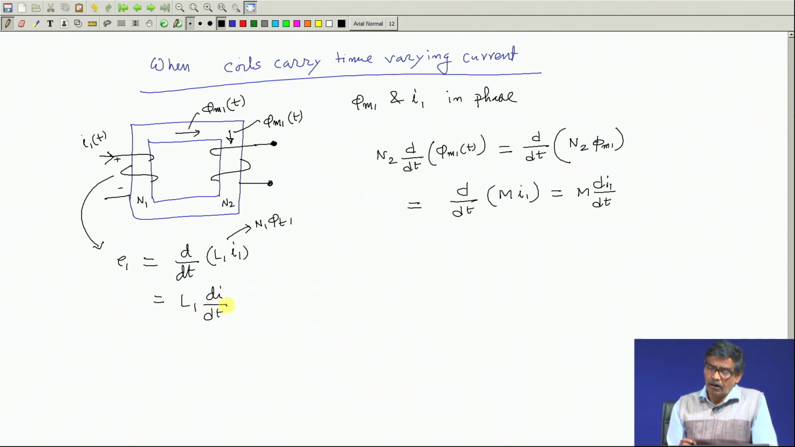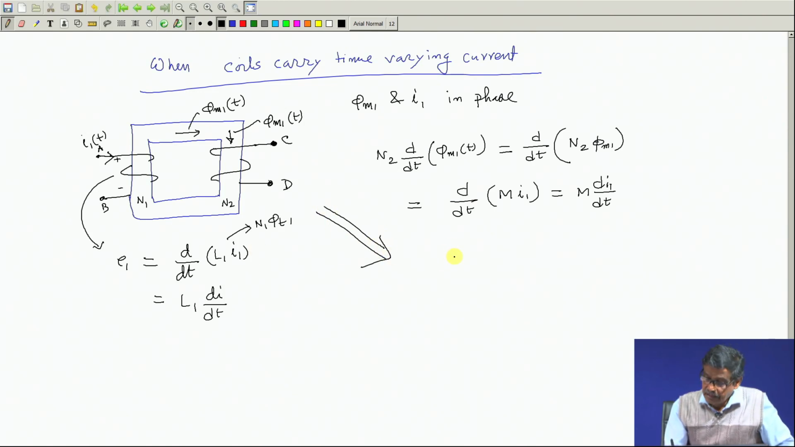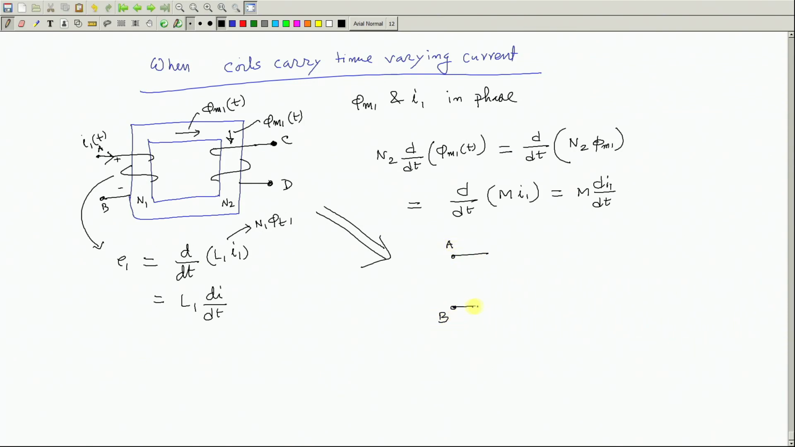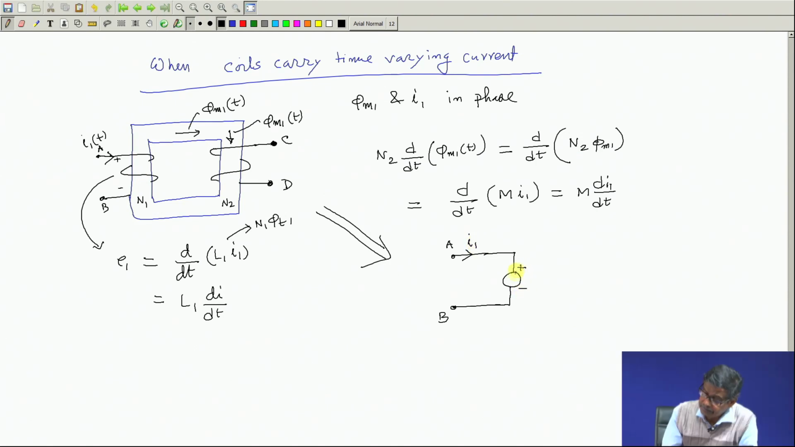Okay. Now, let me call these 2 points as A B and these 2 terminals as C D. As I told you earlier, I will not now draw the elaborate diagram. Across A and B, I will conclude that there is, as if, a source of EMF present, and this is the direction of the I 1, and the polarity of this voltage will be this side plus, this side minus, and the value of this voltage is L 1 d I 1 dt.